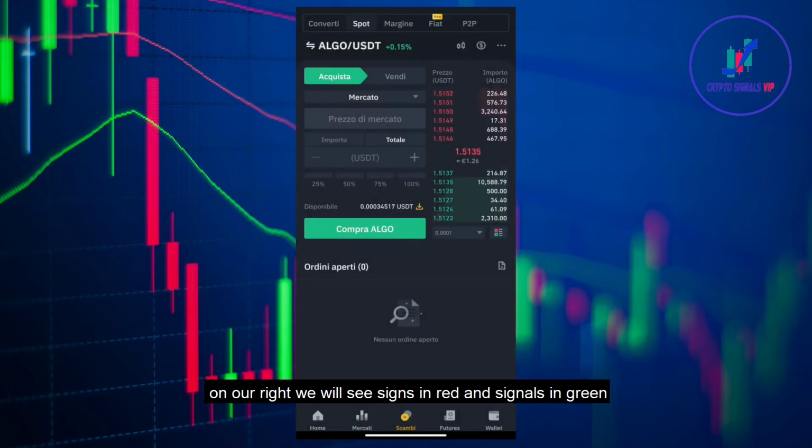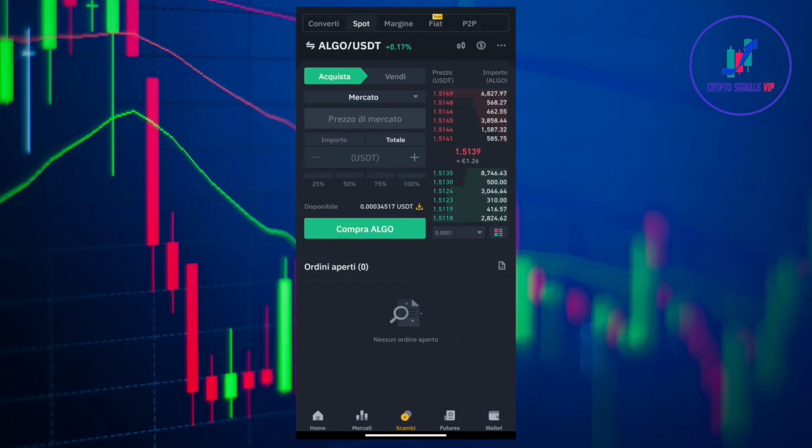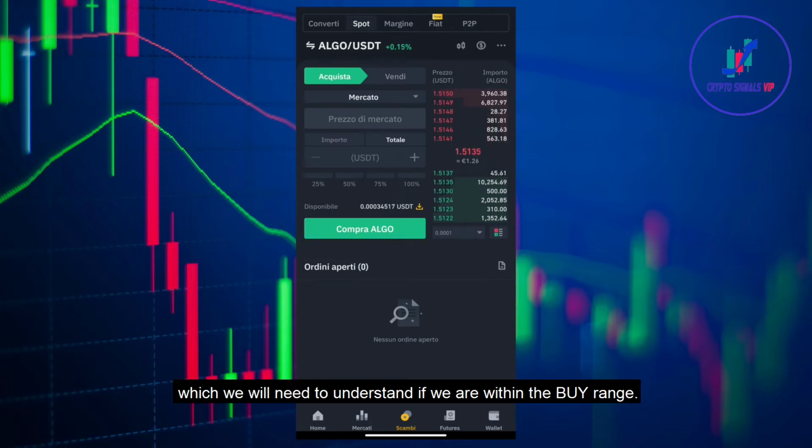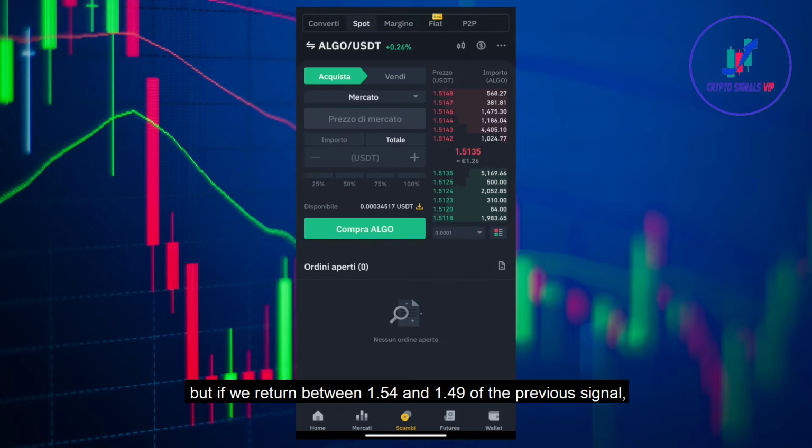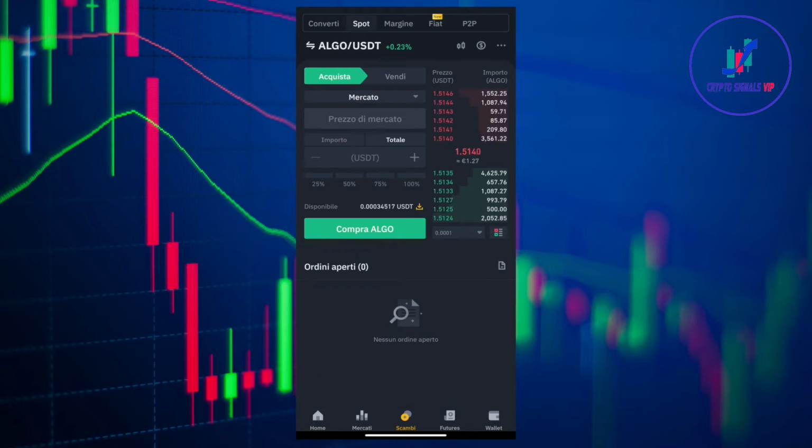On our right we will see signals in red and in green, which are the purchases and sales of this cryptocurrency. In the middle we will find its current price, which we will need to understand if we are within the buy range. So now this is an example, but if the price is between 1.54 and 1.49 of the previous signal, then we can continue with this trade. If the value is higher or lower, we would have lost the signal.